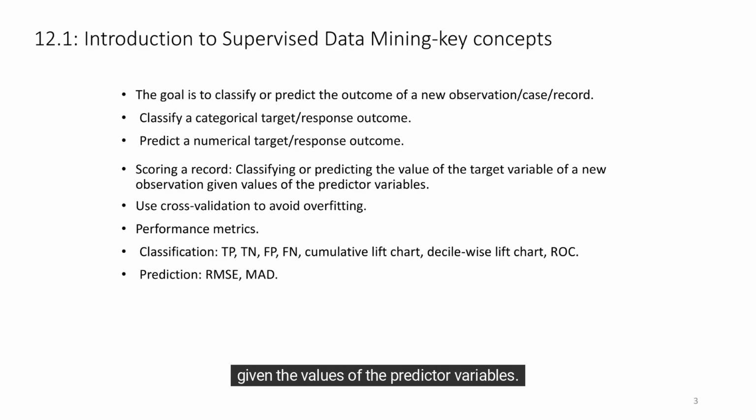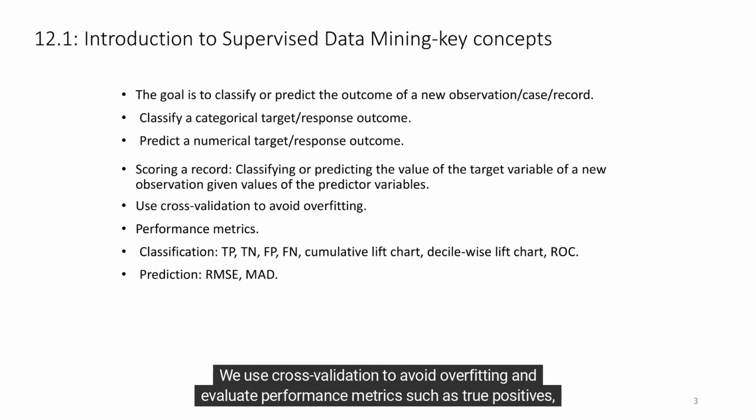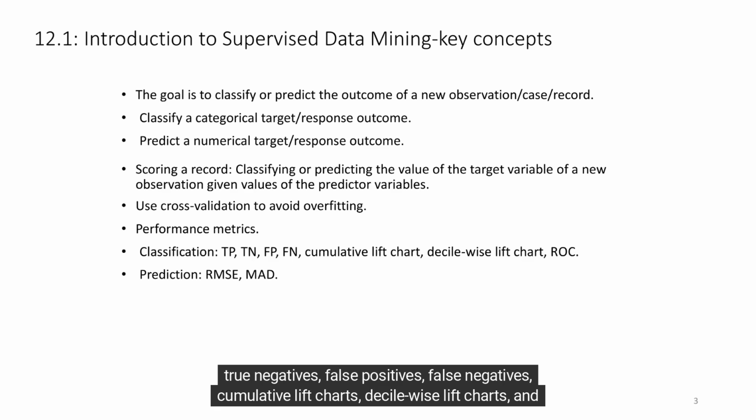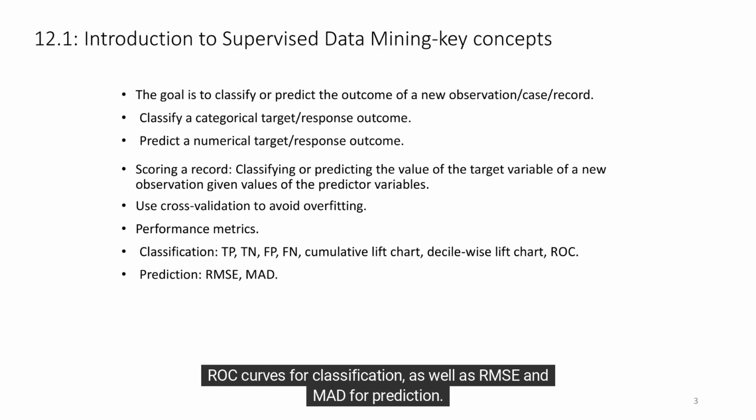of the predictor variables. We use cross-validation to avoid overfitting and evaluate performance metrics such as true positives, true negatives, false negatives, cumulative lift charts, decile-wise lift charts, and ROC curves for classification, as well as RMSE and MAD for prediction.